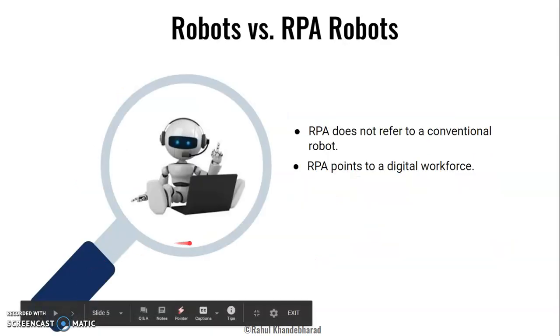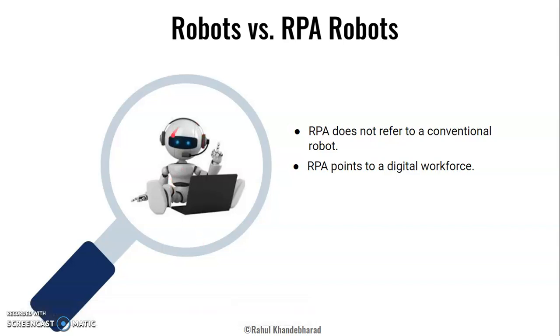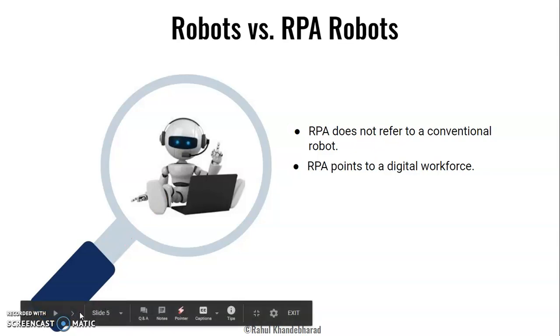Now let us see the next. What is the difference between robots and RPA robots? Simple robots are something that can be seen, like hardware, but RPA robots are software. They are not hardware. They are in your computer. They cannot exist independently in the environment. So RPA does not refer to conventional robots, and it is a digital workforce. This is the key difference between robots and RPA bots.